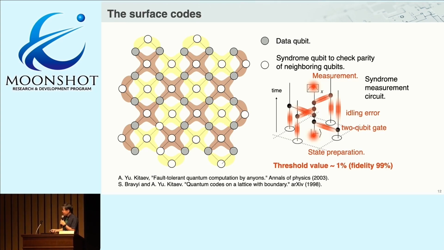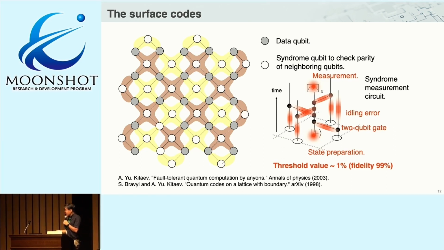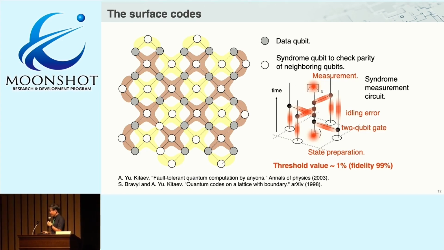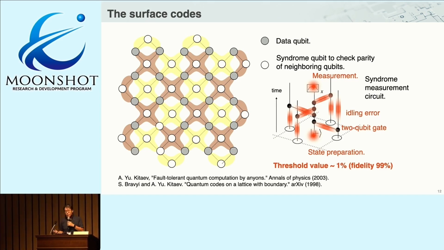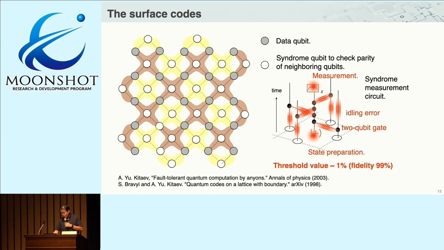And if we take all these imperfections into account, we can estimate the threshold value below which we can perform quantum error correction. And the threshold value is something like 1%. So in other words, if we can achieve 99% fidelity in state preparation, measurement, and gate operation, then we can definitely demonstrate quantum error correction to protect quantum information from error.